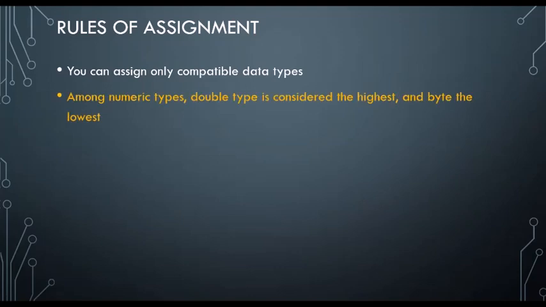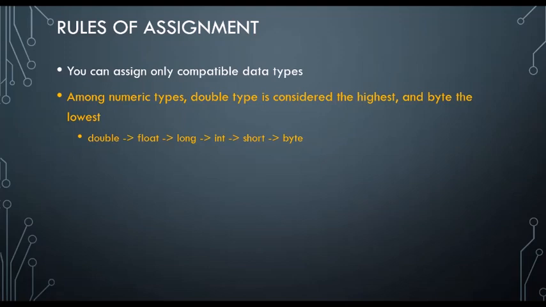Among the numeric data types, double type is considered the highest and byte the lowest. So double is the highest. Below this is float, then long, then int, then short, then byte. So byte is the smallest and double is the largest.